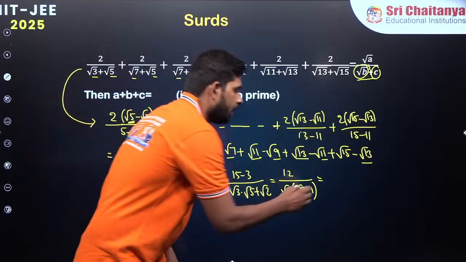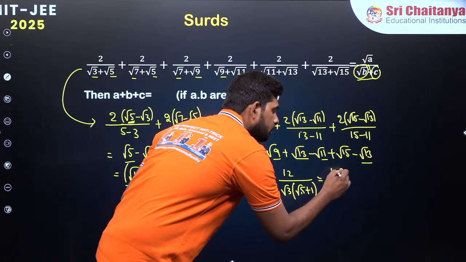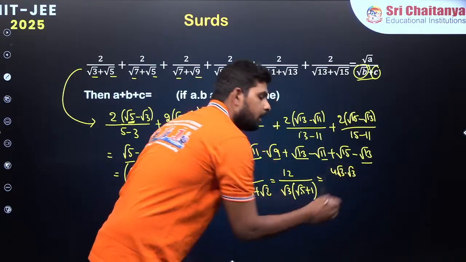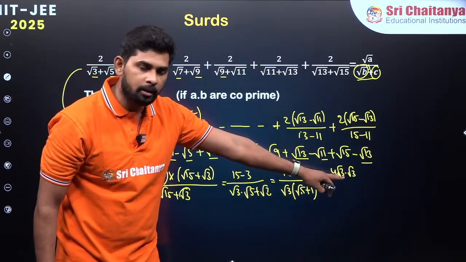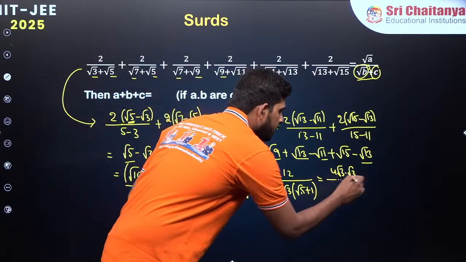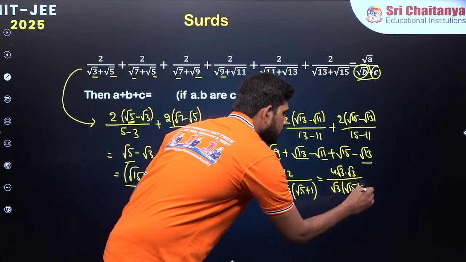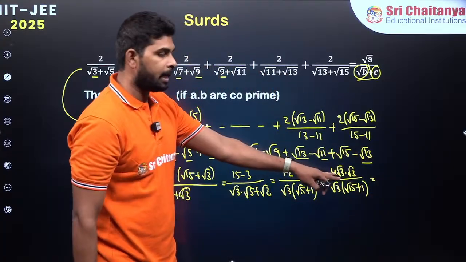That is why I write in the numerator 4 into 3 into root 3 into root 3. We know that root 3 into root 3 is going to be 3. 3 into 4 is 12. So 12 I am writing like this. Why am I writing this? Because in the denominator we have root 3 to cancel out. Right. So root 3 is getting cancelled now.